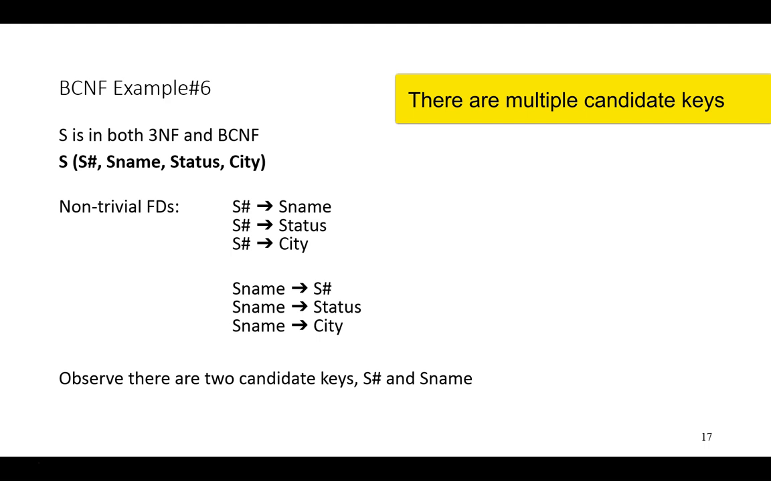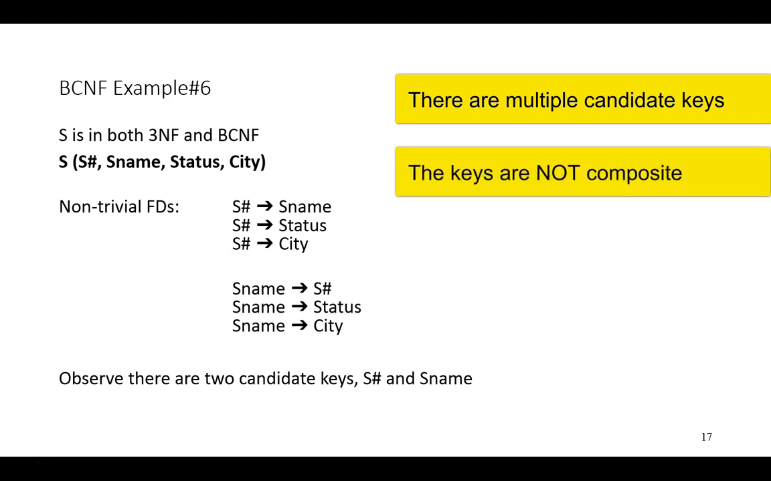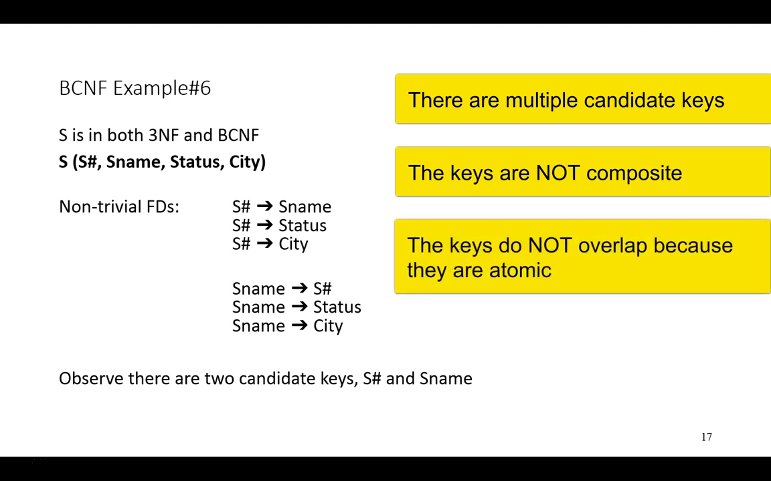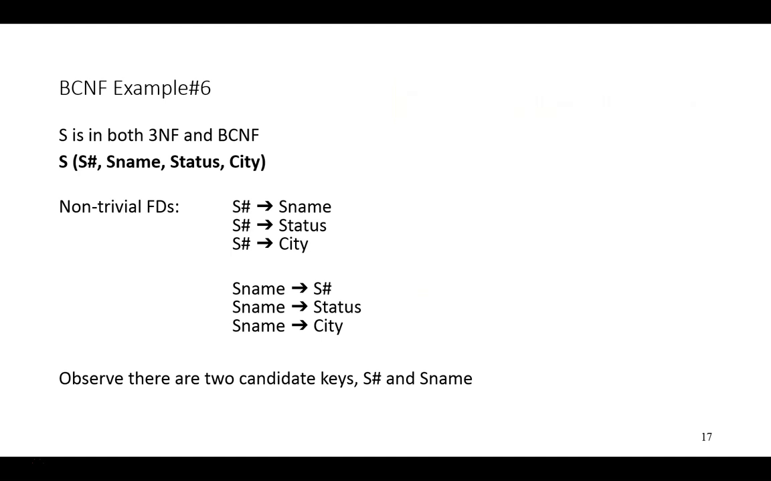1. Multiple candidate keys. We have multiple candidate keys. 2. The keys are composite. That does not apply here. Both of the keys are atomic. 3. The keys overlap. You can only have overlapping keys if you have composite keys, so also that does not apply. Therefore, there's no basis here to rule out Boyce-Codd normal form. So this particular relation or table does indeed satisfy both third normal form and Boyce-Codd normal form.